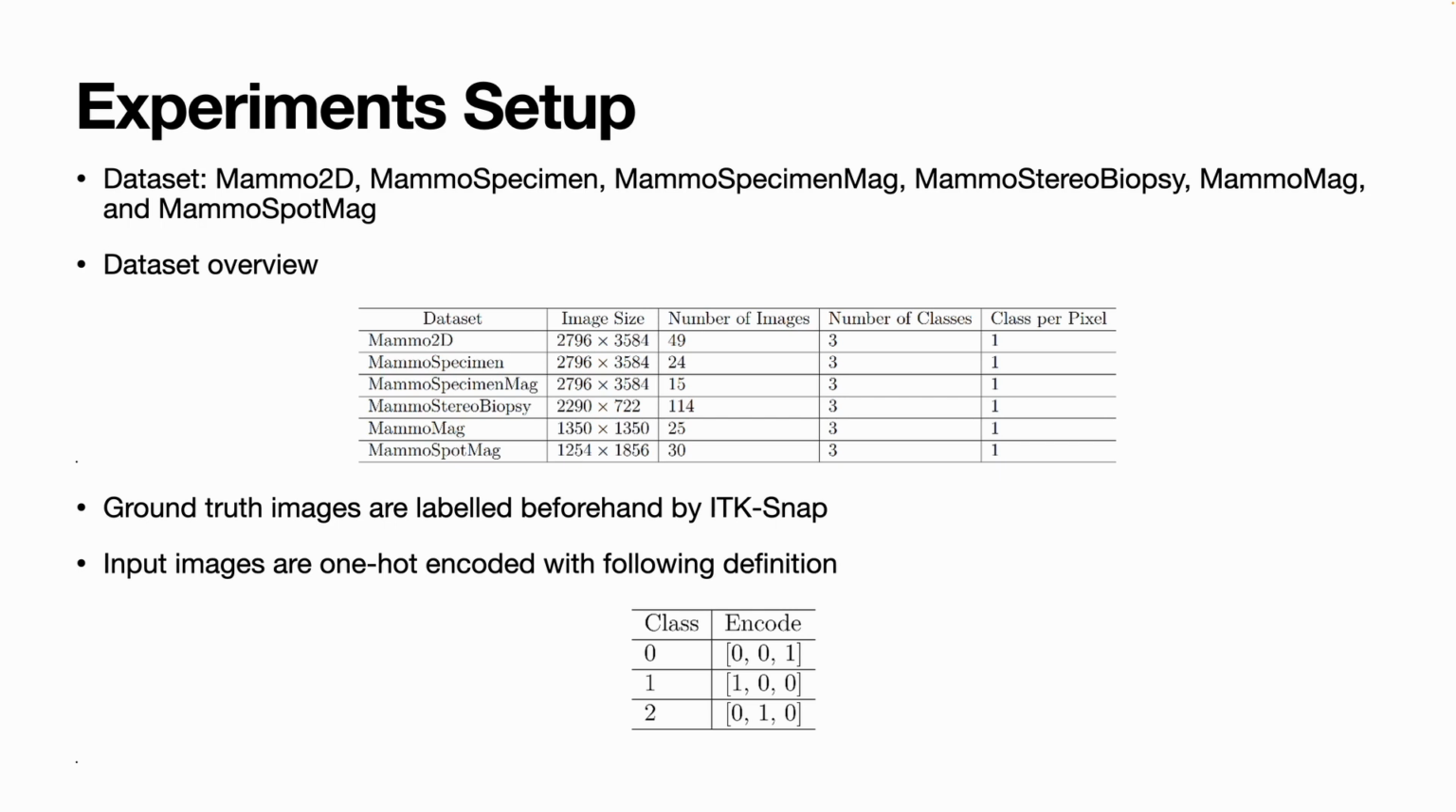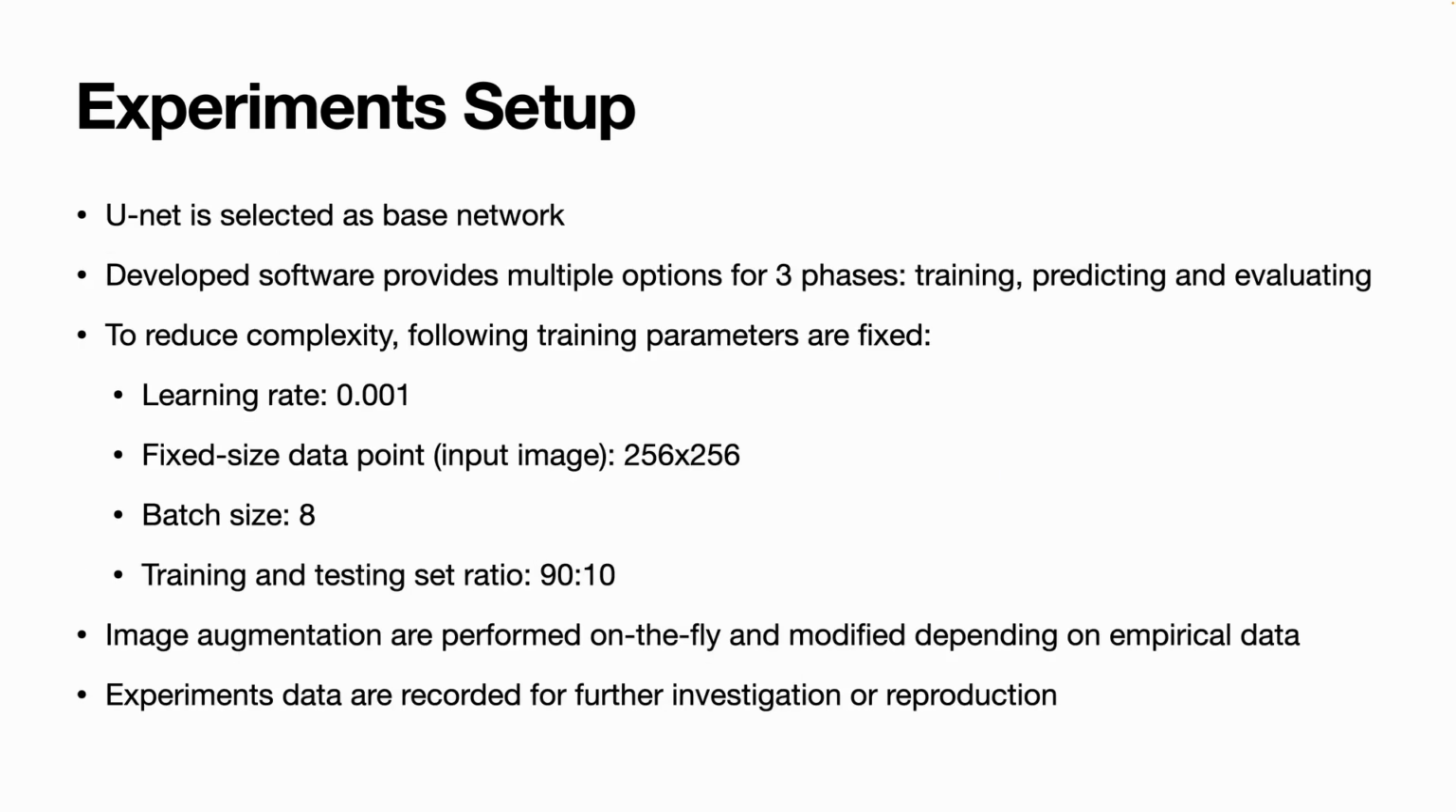The graph 2 are the masks that were labeled using the indication that I already mentioned earlier. These graph 2 images will be used for training, predicting, and evaluating later. Okay, now let's say the base network that was chosen is the UNet architecture, and the developed software will provide multiple options for 3 phases, as I mentioned: training, predicting, and then evaluating.